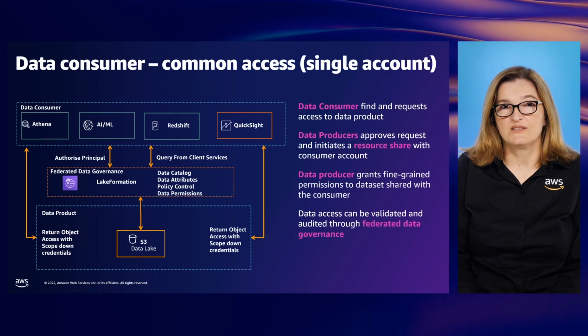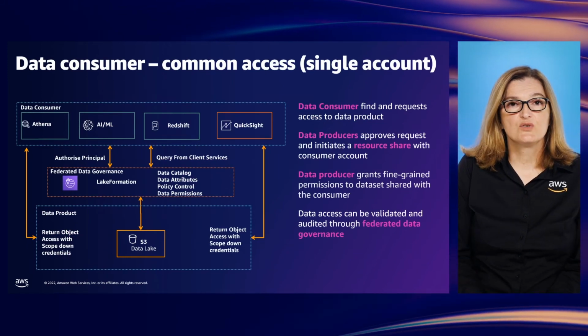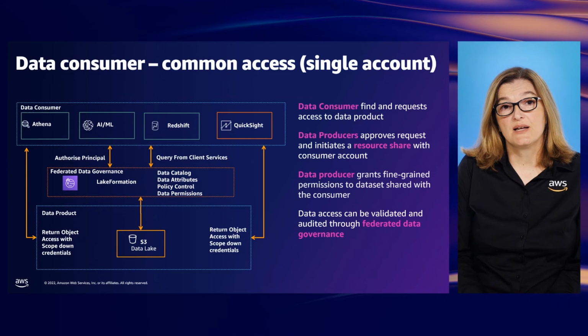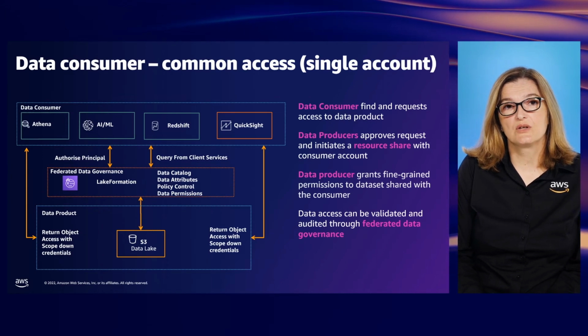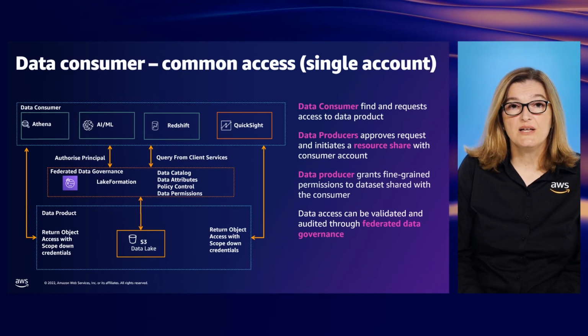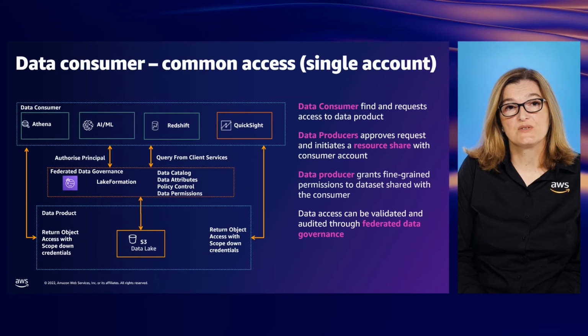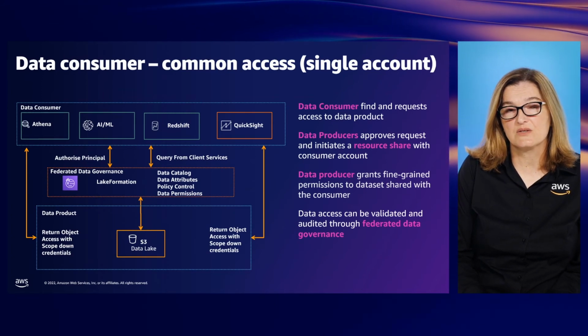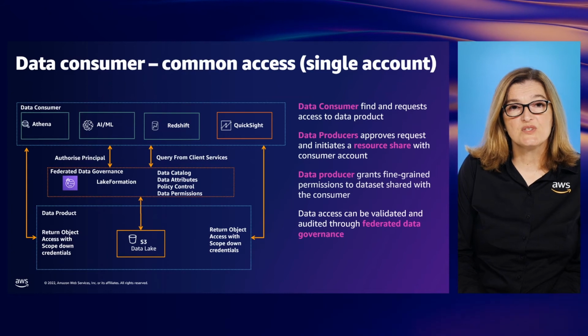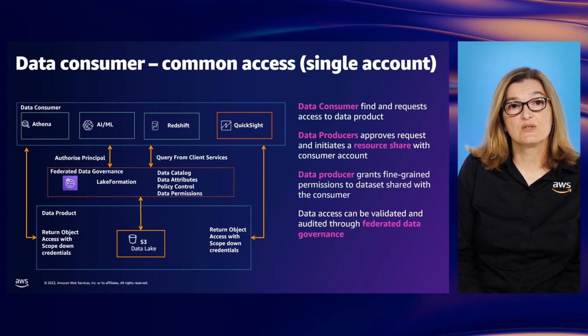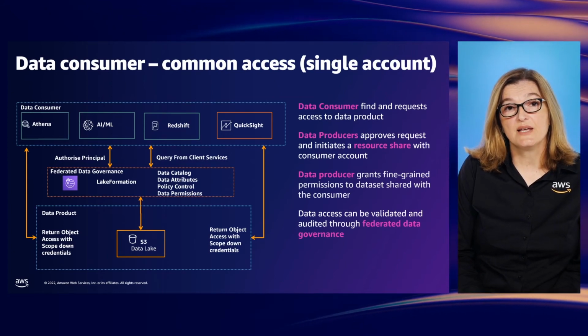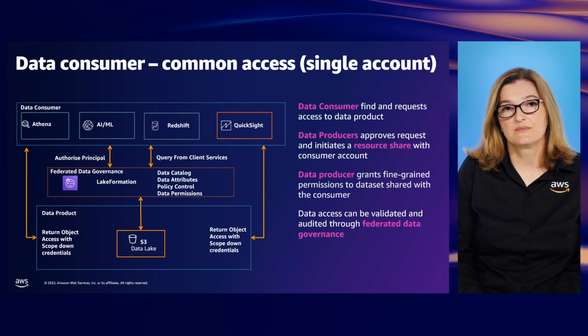Now we'll look at the data consumer. Data consumers must first find the data, and that's where the central catalog comes in. Once they find a dataset they have permissions to see, they can request access to it. Once the producer grants access to it, the resource share is created and the end users can access their data.